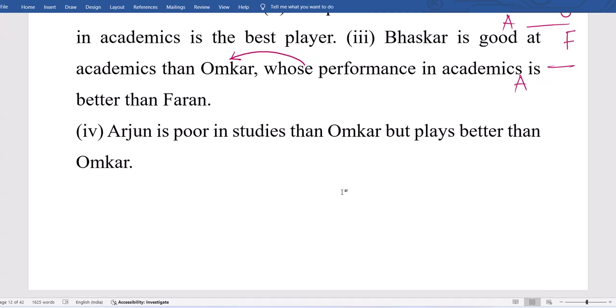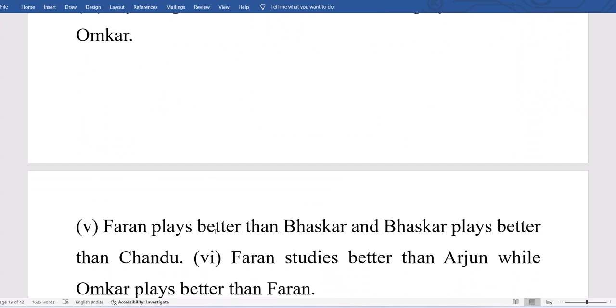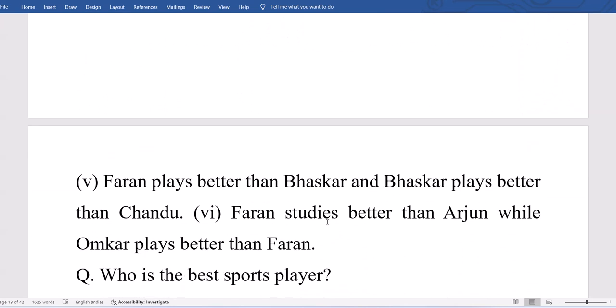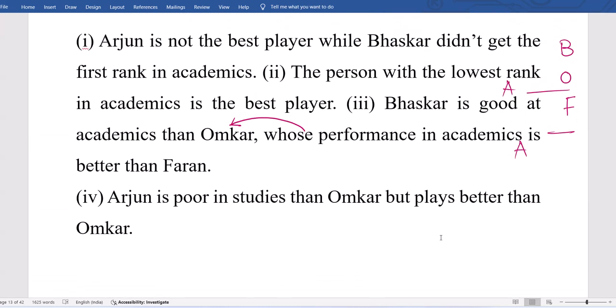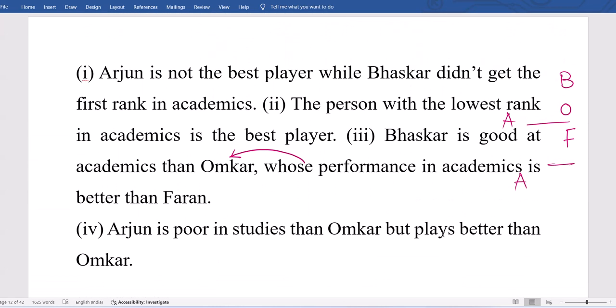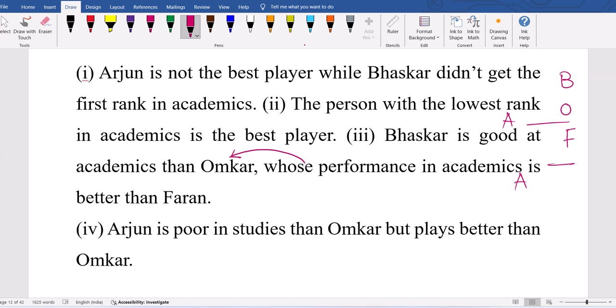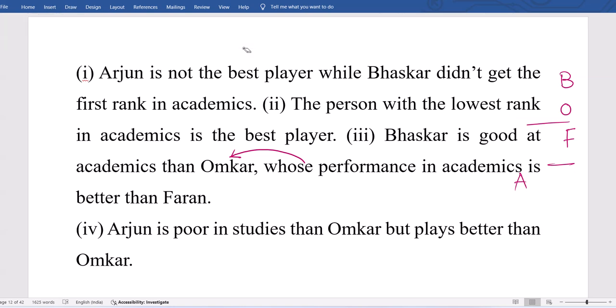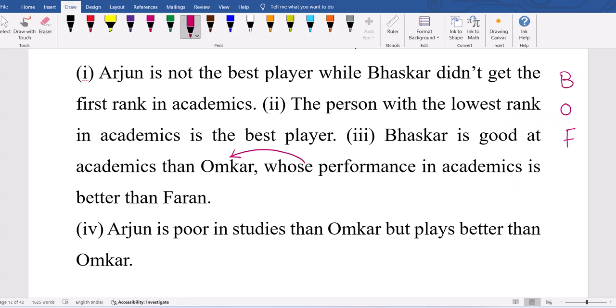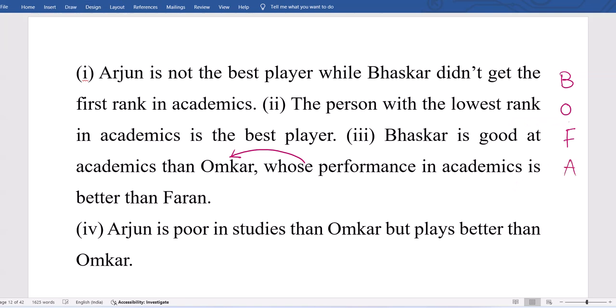Next one, Farhan plays better, that's related to sports. Farhan studies better than Arjun. So Farhan is better than Arjun, so A will be below F. So we can map A here. Then we have two slots left over.